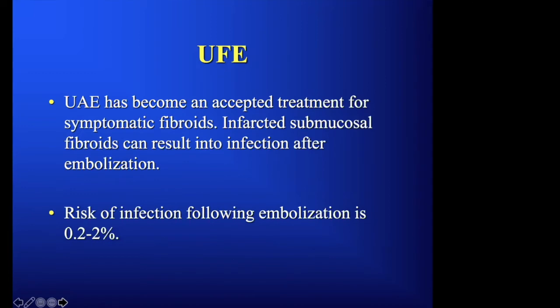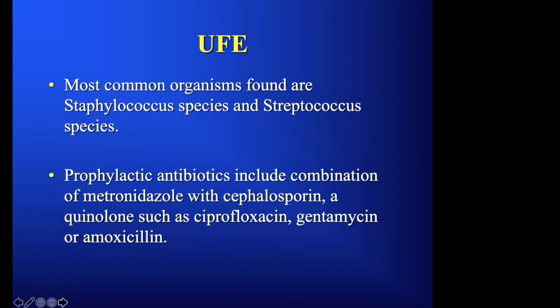So uterine artery embolization has now been generally accepted as a treatment for symptomatic fibroids, but the most common infection after the embolization is related to infected fibroids. The risk of infection ranges from 0.2 to 2%. And the most common organisms found, again, are Staphylococcus aureus or species and Streptococcus species.